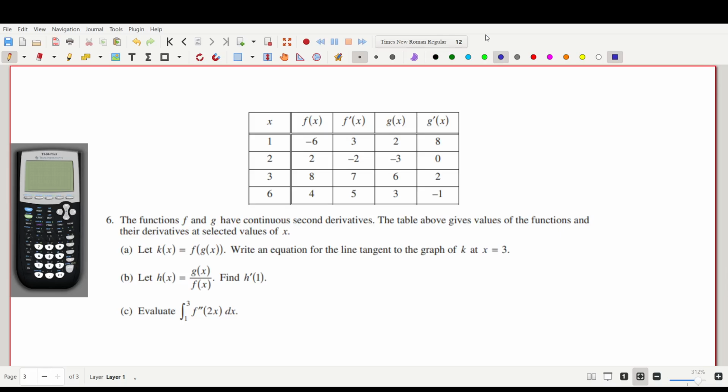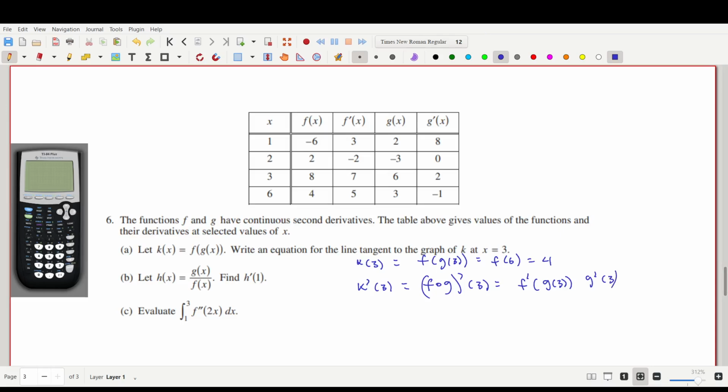So k is f of g of x on the tangent line. So again, I want k of 3, which is just f of g of 3. G of 3 is 6 from the table, and f of 6 is 4. Cool. And k prime of 3, well, that's just f circle g prime of 3. And chain rule says that's f prime of g of 3 times g prime of 3.